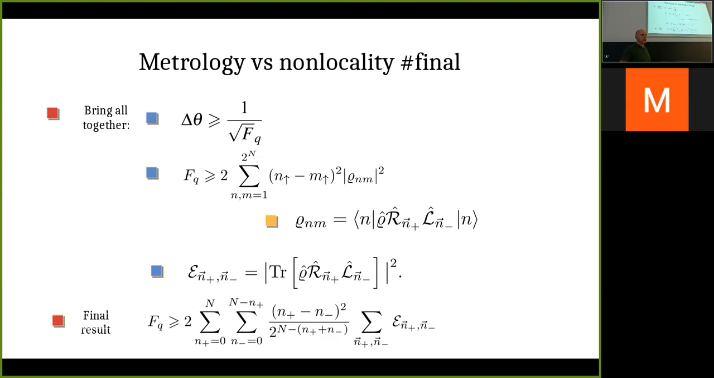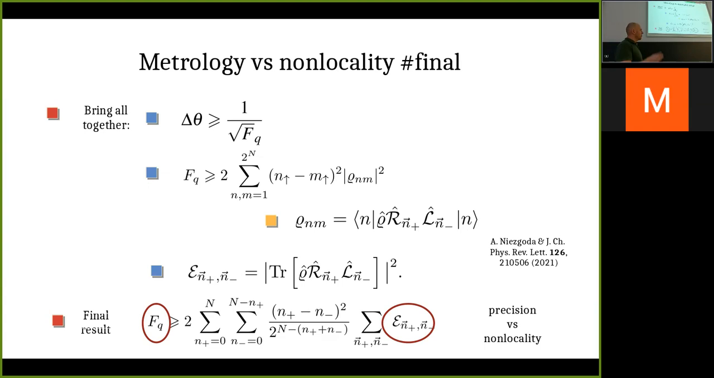And this way the sensitivity is linked with the Bell correlators in a very complicated expression. It's not simple now to read out how this would play out, but I will illustrate with some examples. So this is precision versus nonlocality. And this was published in May 2021, with, as I said, part of this.